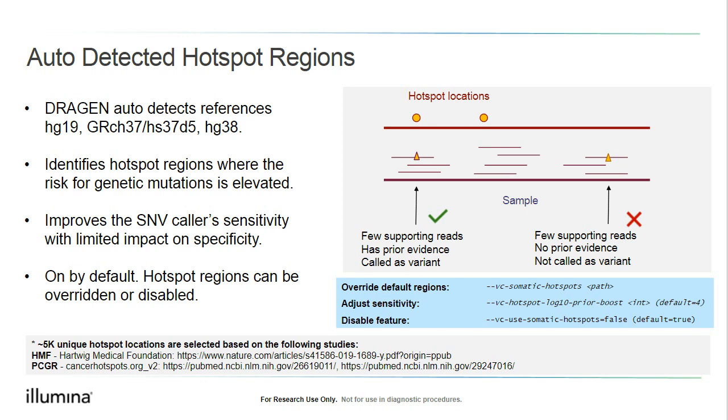As I mentioned earlier, we have about 5,000 unique hotspot locations, and we have collected these hotspots based on studies done at the Hartwig Medical Foundation and at PCGR. And here are some references that we are providing from where we have curated these hotspot regions.